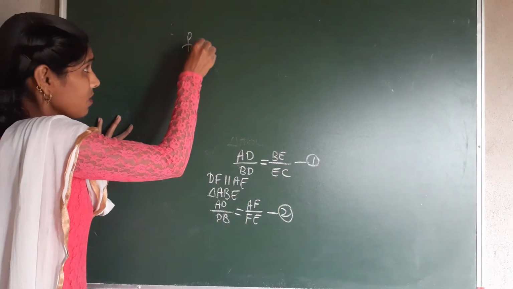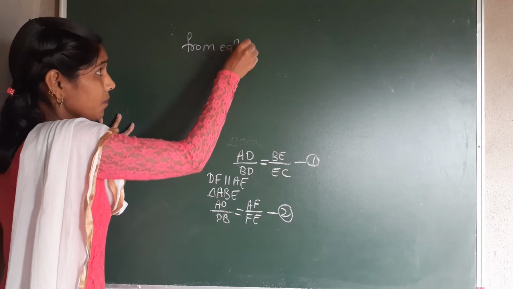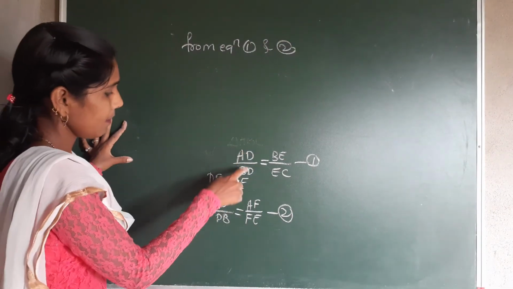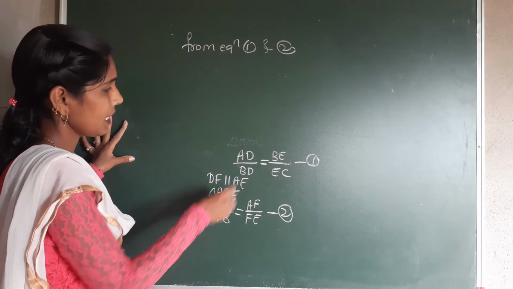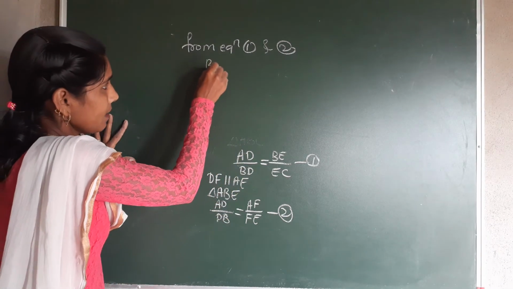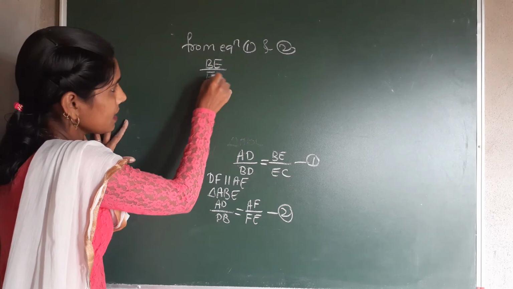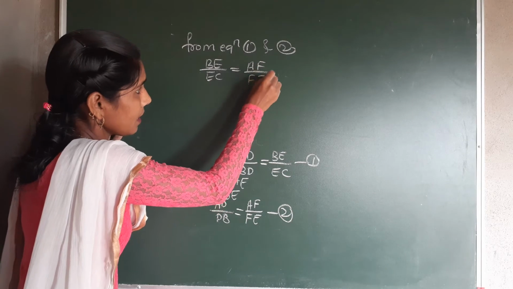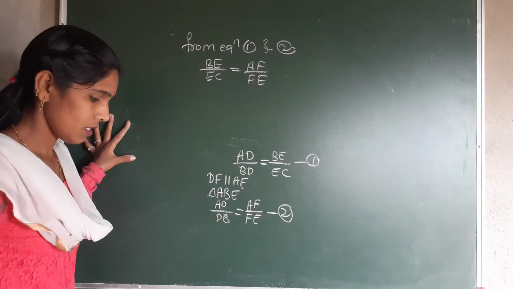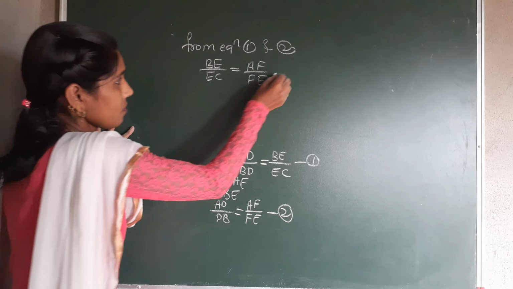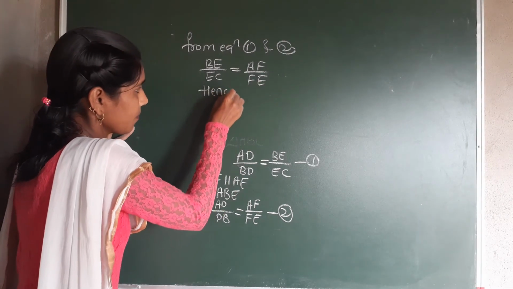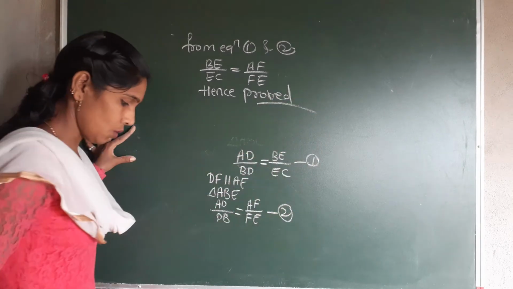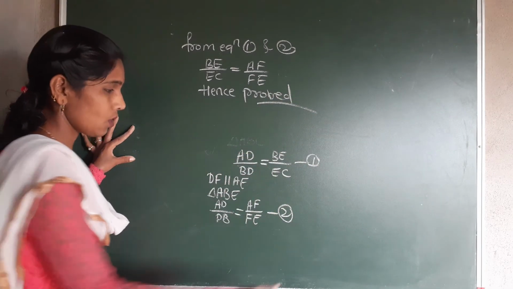From equation 1 and 2, here DB gets cancelled. So we can write BE divided by EC is equal to AF divided by FE. This is our proof. Hence proved. This is the fourth question. Next, fifth question.